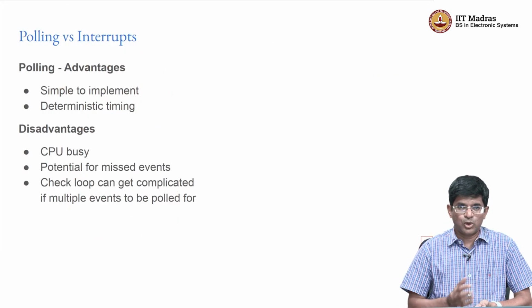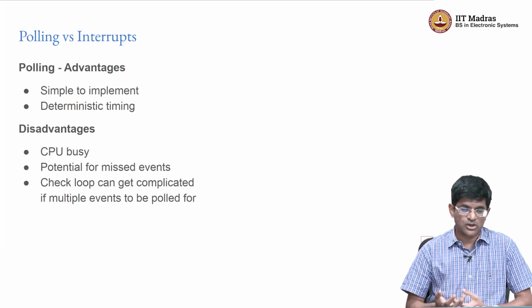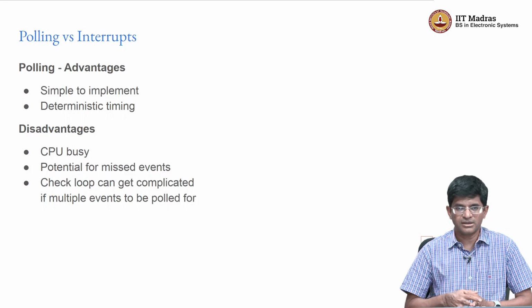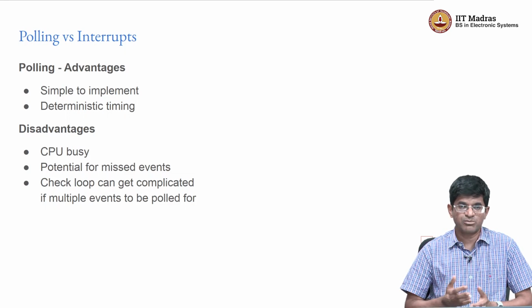So now we know that polling and interrupts are two ways by which I can process input from the outside world. The advantages of polling are, it's very simple to implement, right? And it also provides you with deterministic timing. What I mean by that is, you know exactly how long in general the loop is going to take, which means that between the time that an event occurs and the time that I actually register and process it, I can put a bound and say that within so many milliseconds I should have responded to the button being pressed, right?